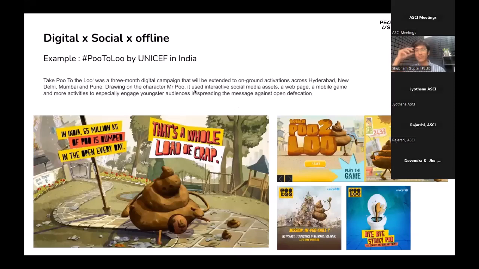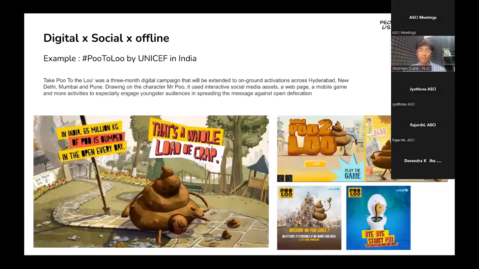So they have not only designed very interesting infographics, but they have also designed a video game. They have also designed videos and infographics. Their particular audience was children. That's the interesting part. And their on-ground activation was from Hyderabad, New Delhi, Mumbai, Pune. So they have designed it in a way where it's urban right now.